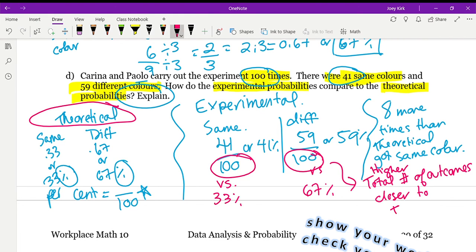So the more times you can do an experiment, or the more times you can flip a coin or spin the wheel, you're going to get closer and closer to theoretical probability. I bet you if I had him spin that wheel 1,000 times or 10,000 times, we'd be looking at way closer to what the theoretical probability is versus the experimental.